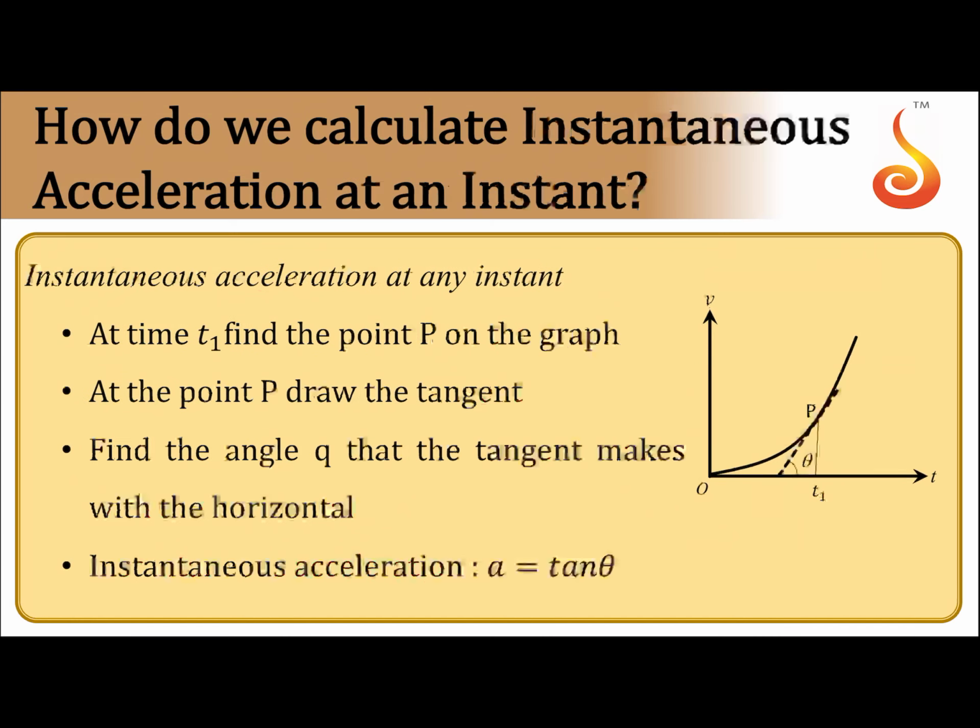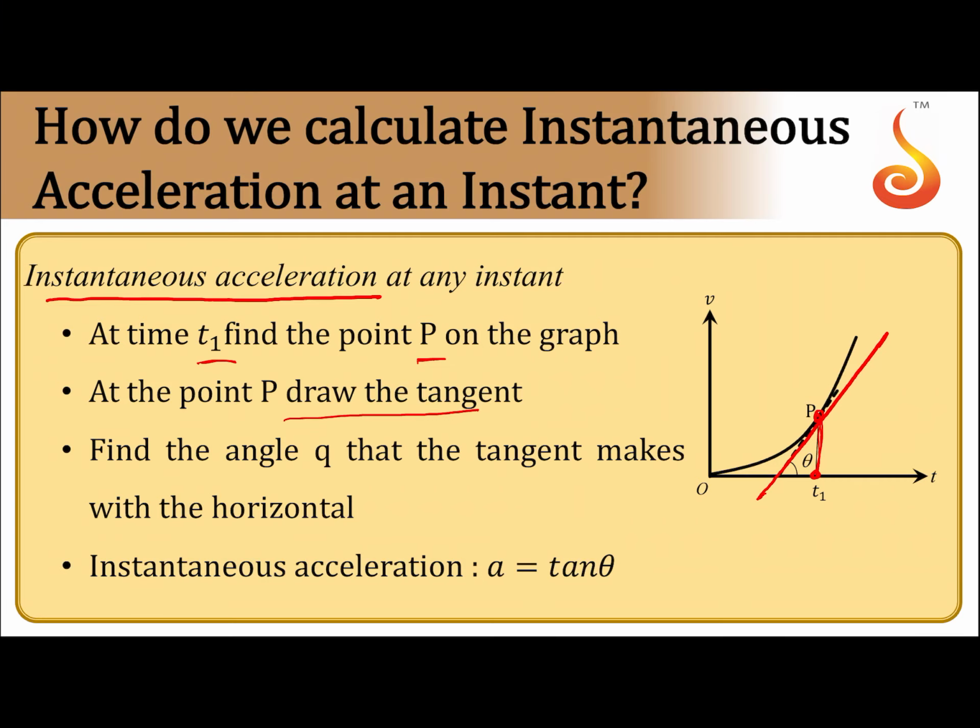Next, let us get instantaneous acceleration. Again, here is a general curve. The first step is to find the point which corresponds on the graph. So, this is the time instant t1 and let me see where it meets the curve. Then I will draw a tangent at that point. So, a tangent is drawn at the point under consideration.